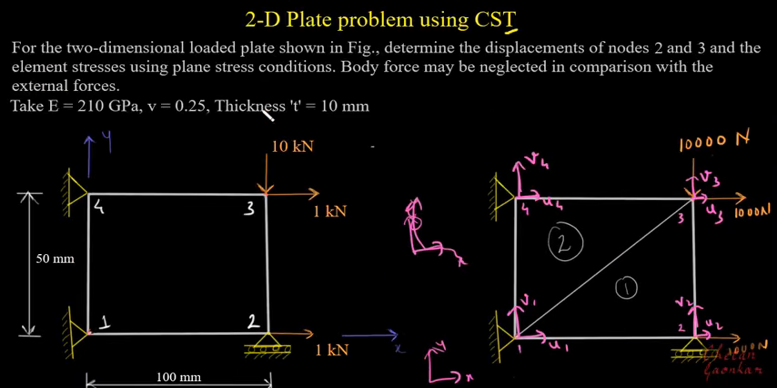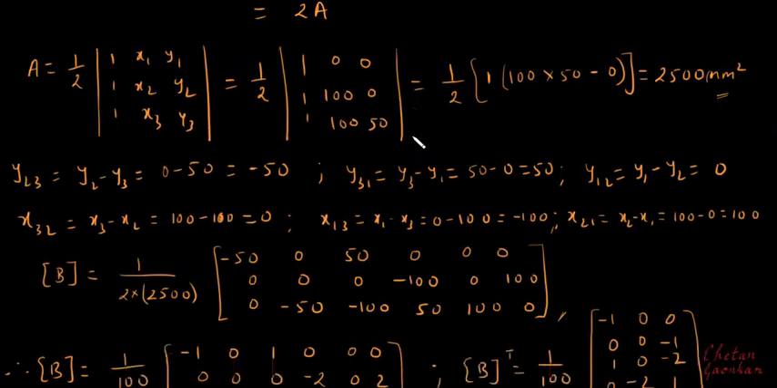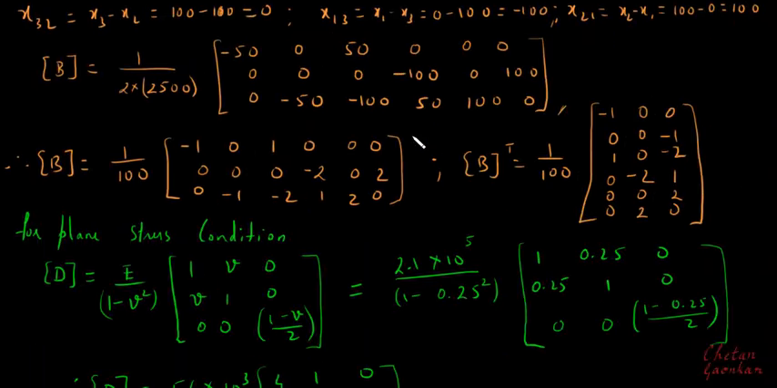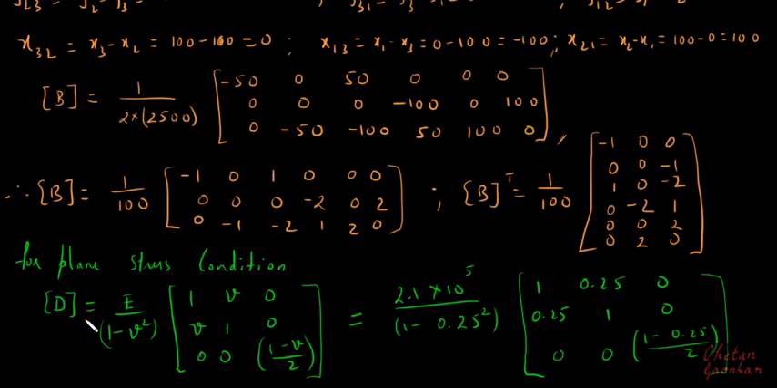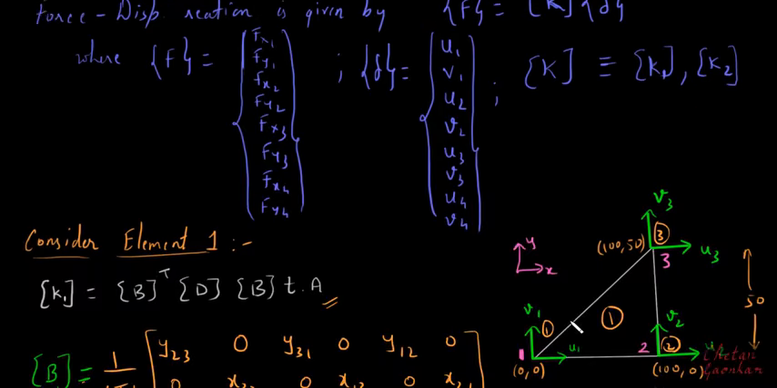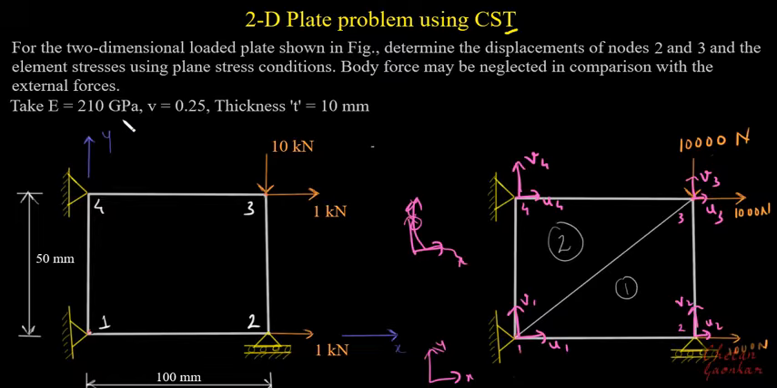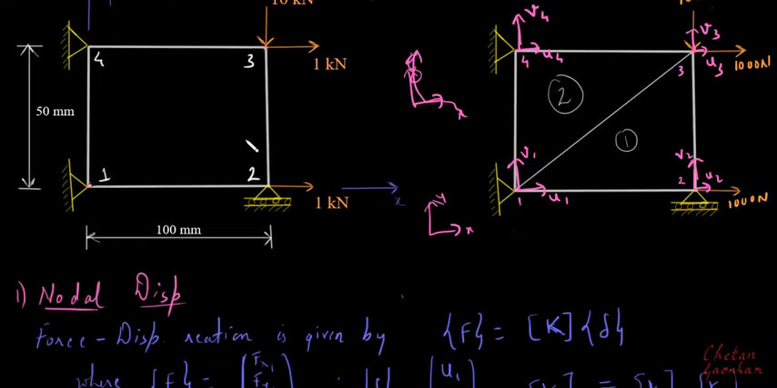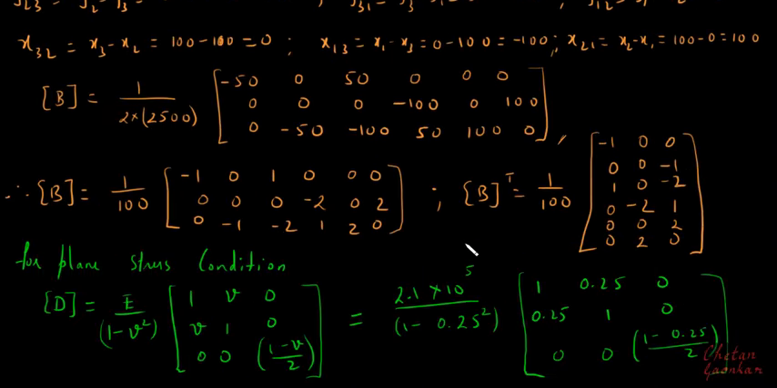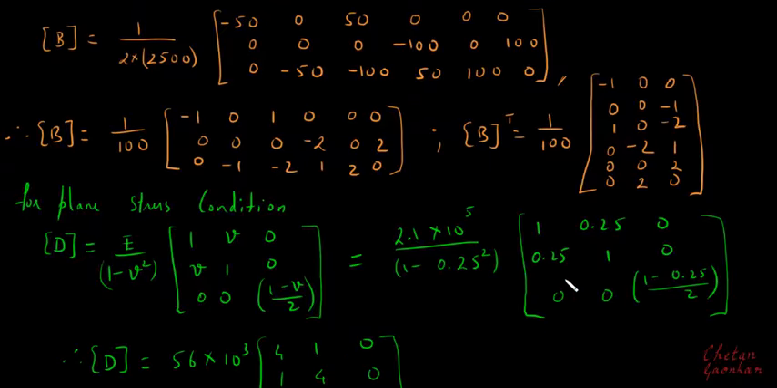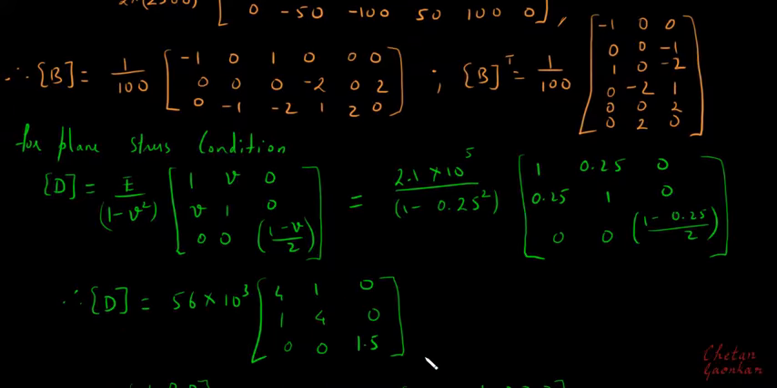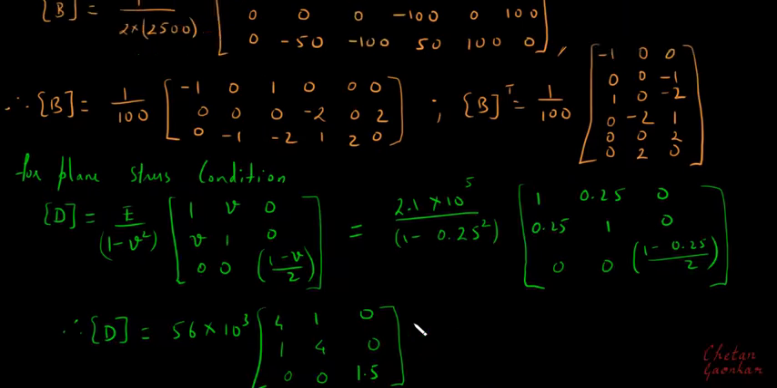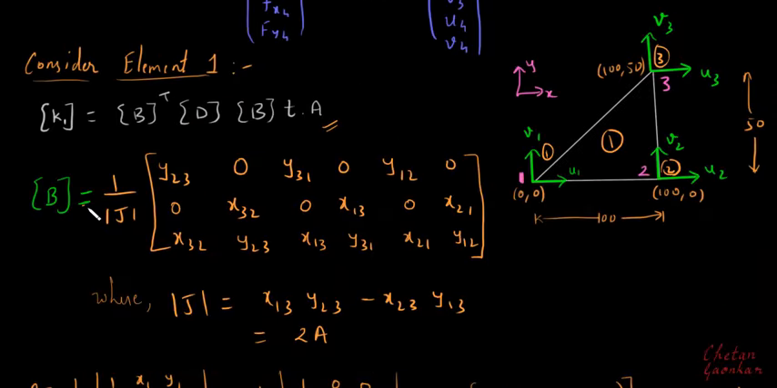Now since this is a plane stress problem, we are using the plane stress condition. So for the D matrix for the plane stress case comes out to be this, which we had seen last time. Now if I substitute the values of E and nu, that is Poisson's ratio, which are given already in this problem, I should get my D matrix as this. And then finally the thickness is given as 10 mm.